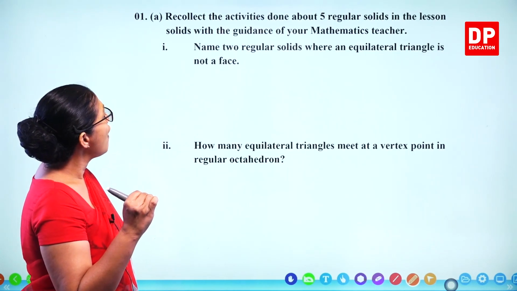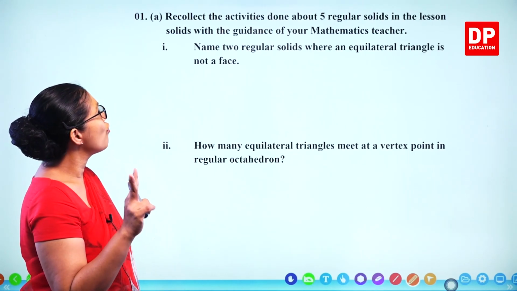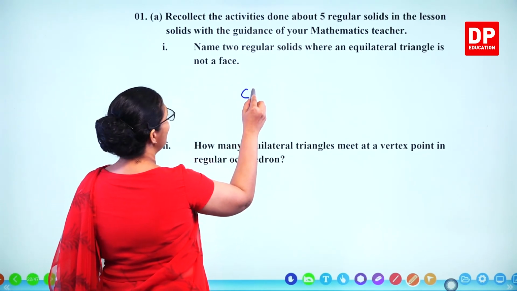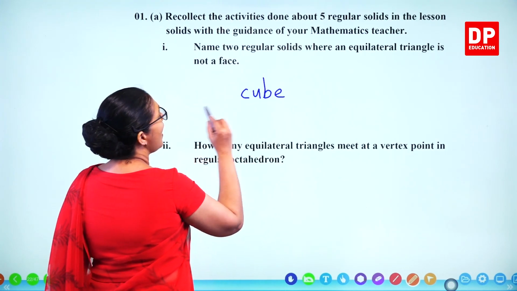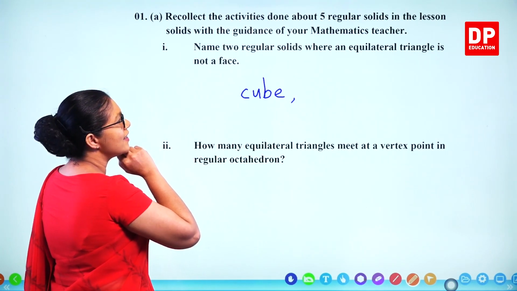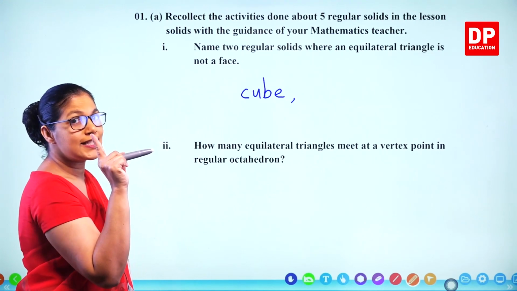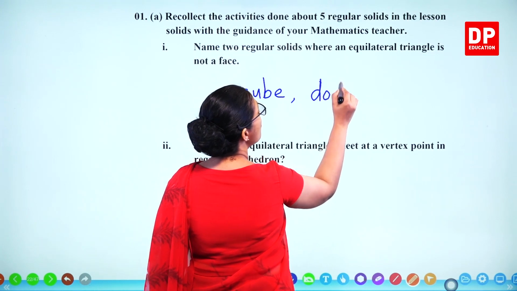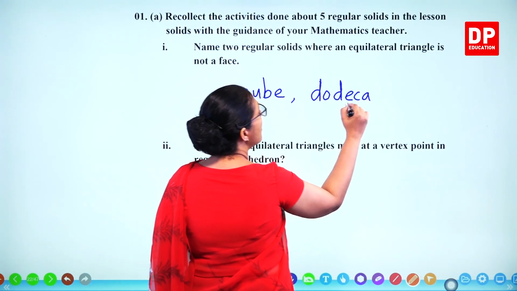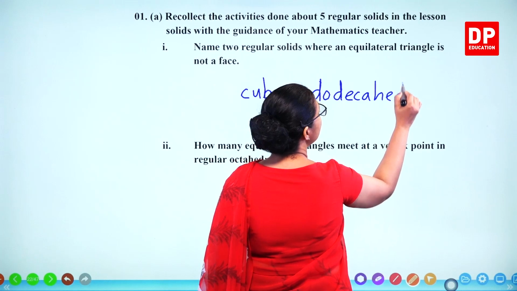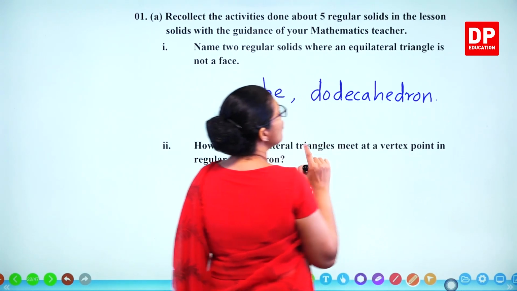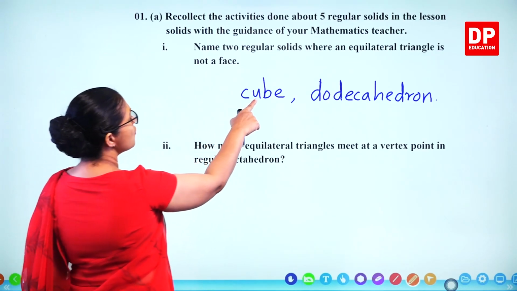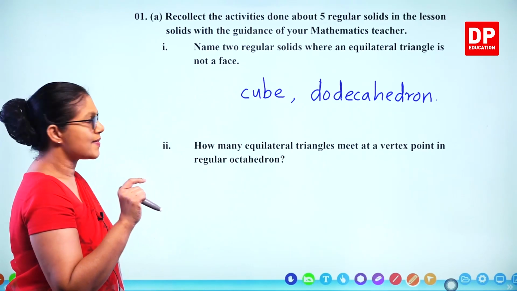So, out of 5, only 2 do not use triangles as faces. So, what are those? Cube, and what's the other one? We use regular pentagons. Dodecahedron. So 12 pentagons we use there. This one we use 6 squares.